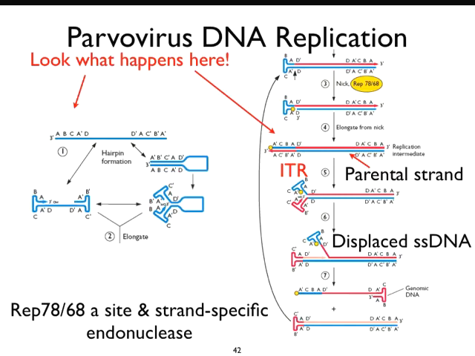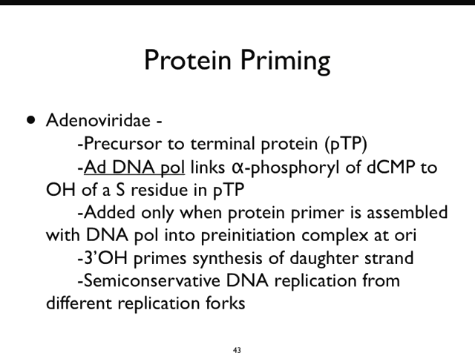So that's pretty cool. Another way of initiating DNA synthesis is through protein priming. And the adenovirus uses that. And it uses that precursor to terminal protein that I alluded to before, PTP, and adeno-DNA polymerase. So adeno encodes its own DNA polymerase. And before it can replicate DNA, it has to make PTP and polymerase. It also makes a bunch of other proteins, but we won't get into those today.